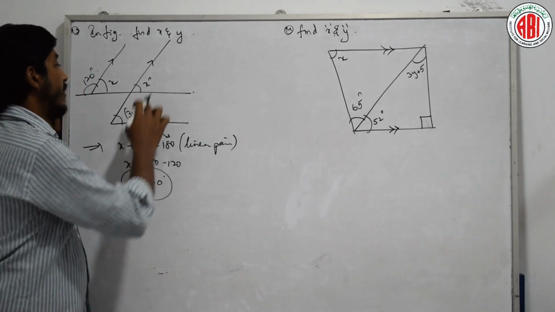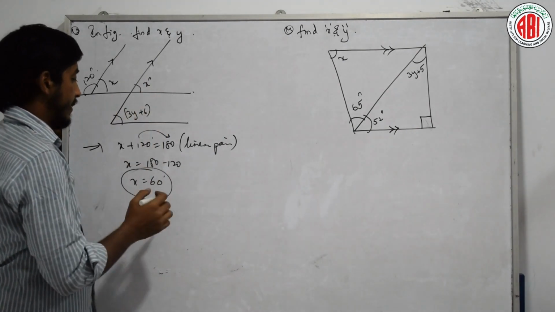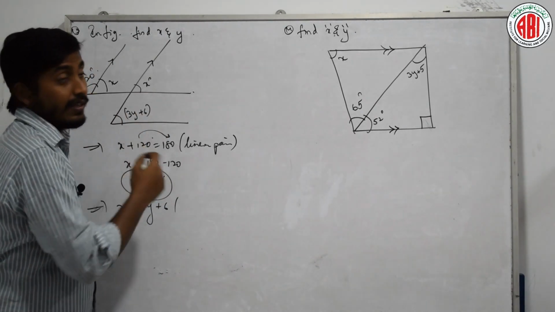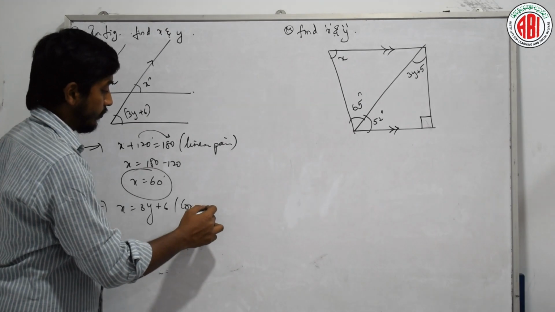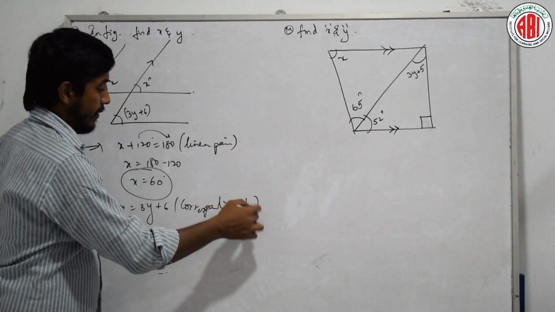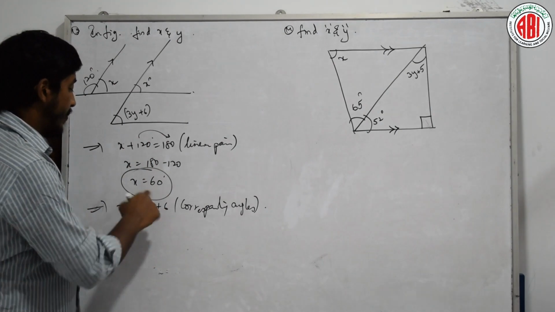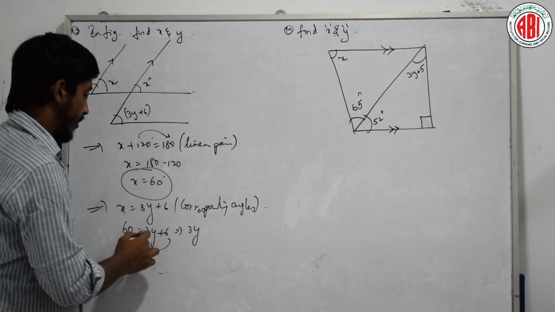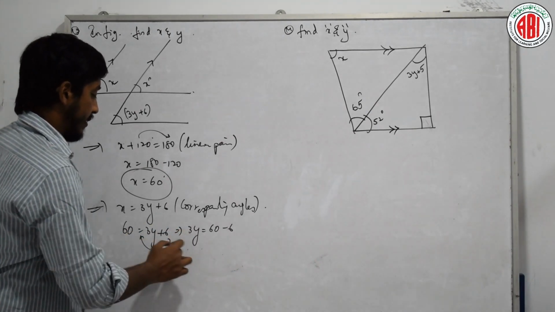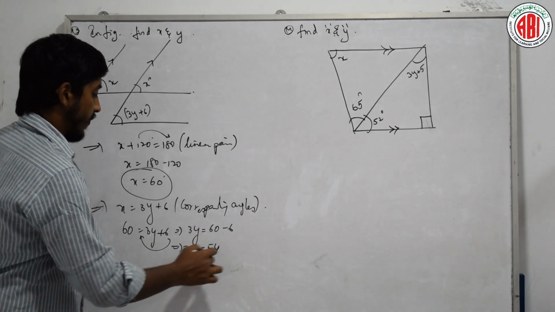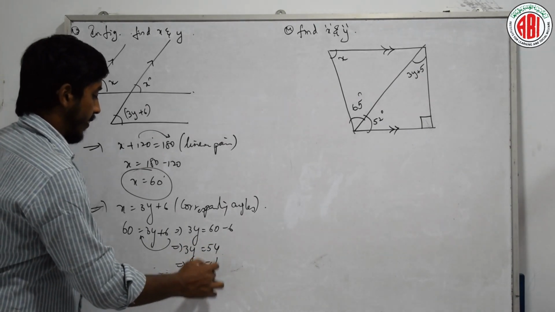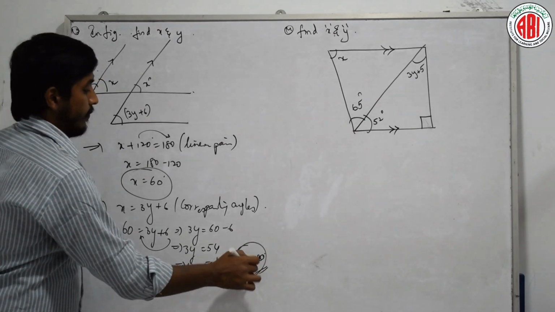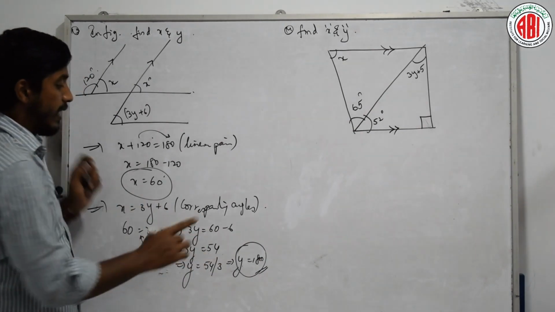Did you understand? Similarly, here also x is equal to 3y plus 6. What kind of angles are these? Corresponding angles. Clear? What is x? Tell me. 60 is equal to 3y plus 6. 3y is equal to 60 minus 6, that is 3y is equal to 54. y is equal to 54 by 3. y is equal to 18 degrees. Is it clear? Did you get the answers of x and y?